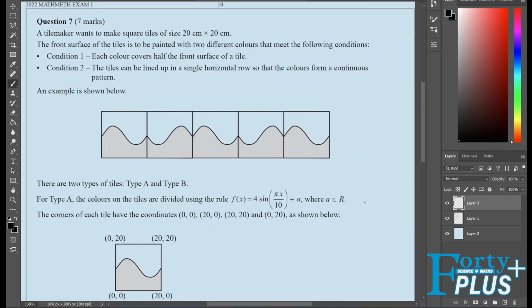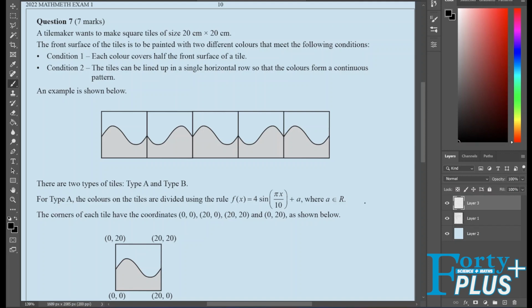Question 7. A tile maker wants to make square tiles of size 20 centimeters by 20 centimeters. The front surface of the tiles is to be painted with 2 different colors that meet the following conditions. Condition 1. Each color covers half the front surface of a tile. And condition 2. The tiles can be lined up in a single horizontal row so that the colors form a continuous pattern. An example is shown below.